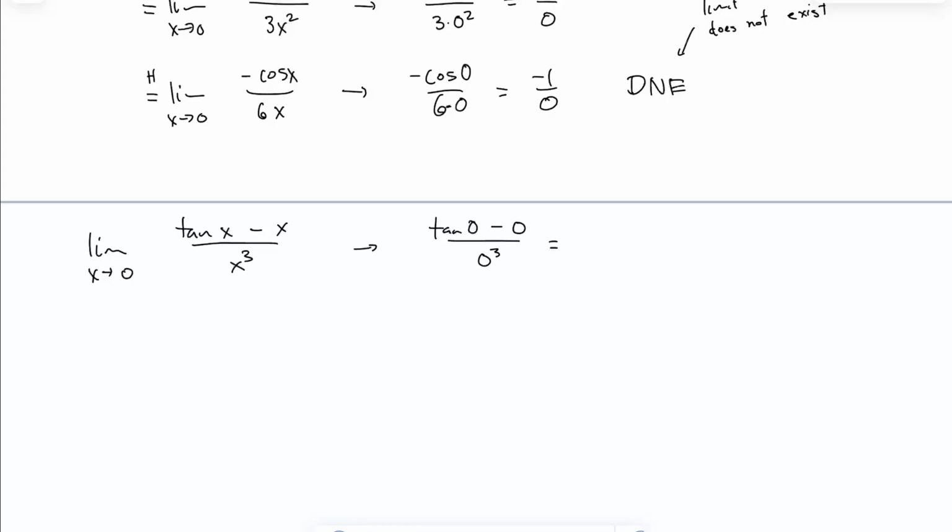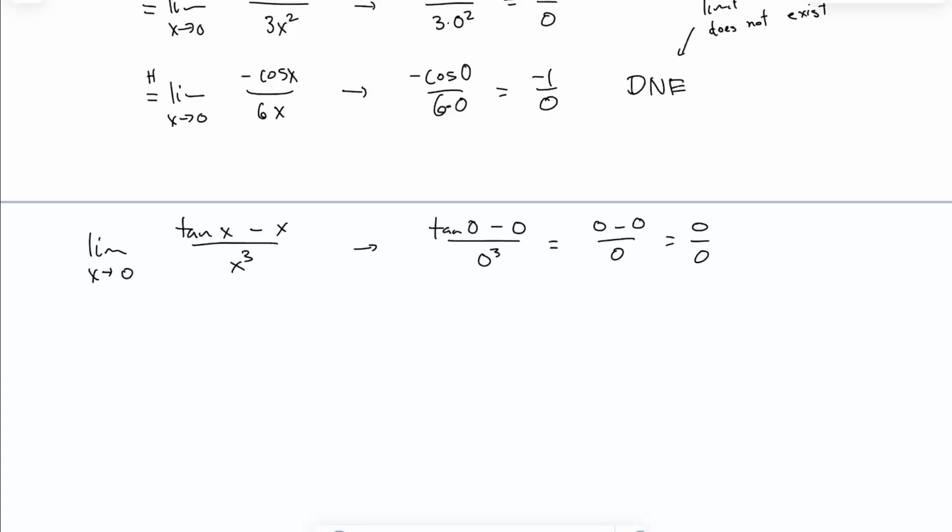Anyone remember what's tan 0? Show me the fingers. You got fingers for that? If I ask for the fingers, it's either going to be this or fight the power. It's a 0. Tan of 0 is 0. I hope everybody remembers. So this is all 0, right? Well, it's 0 over 0. That means we can use L'Hopital's rule.